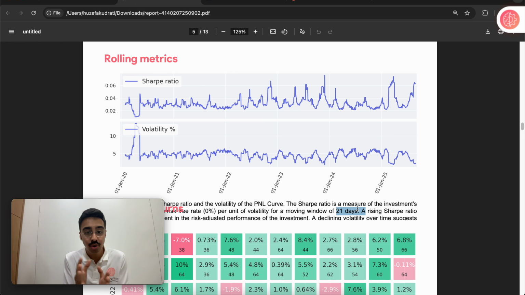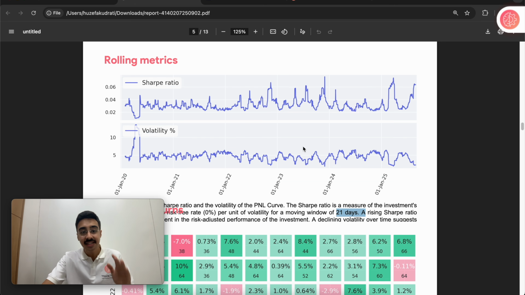So these two rolling metrics should be able to give you a good idea of, one, between any two periods, whatever is the profit or loss, and second, what is the volatility that is there in that strategy. And broadly, the lower the volatility, the better, and the higher the Sharpe, the better. So this way you can get a good idea about that particular strategy.